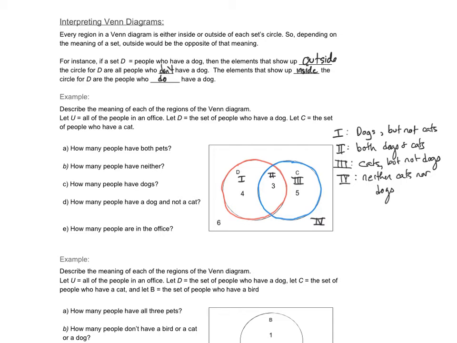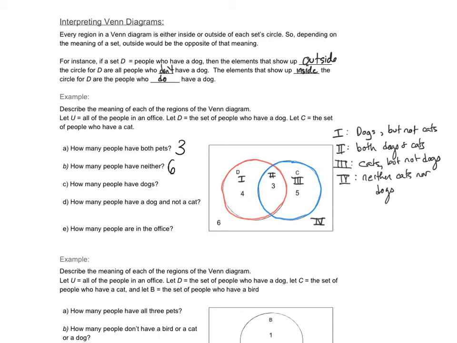How many people have both pets? Both represents region 2, and there are 3 people in region 2. How many people have neither? That's region 4, so there are 6 people in region 4. How many people have dogs?